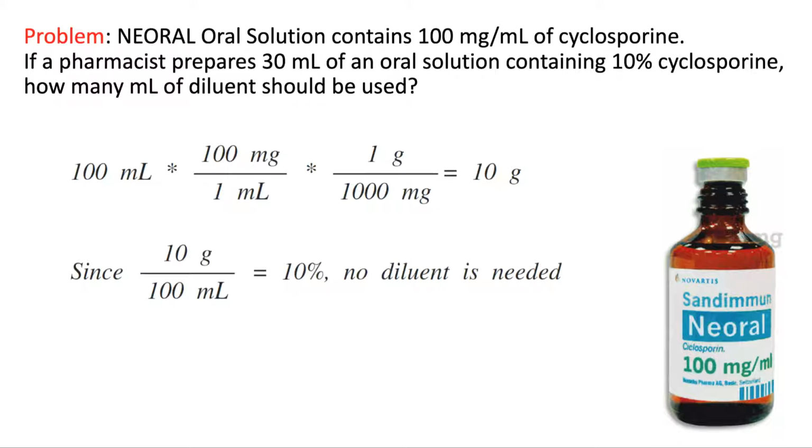Now, wait a minute. 10 grams per 100 milliliters is by definition 10% weight per volume. What are we trying to compound? 30 milliliters of a solution that contains 10% cyclosporine. Wait a minute, we already have that. Guess what? We don't have to do any work at all. There's no diluent needed. Hopefully you saw that, because 100 milligrams per mil is the same as 10% weight per volume. So this was a trick question. Yes, I'm not above doing that. So the good news is we don't have to do any more work. This solution is already 10%. We just pour out 30 mils and we're done.